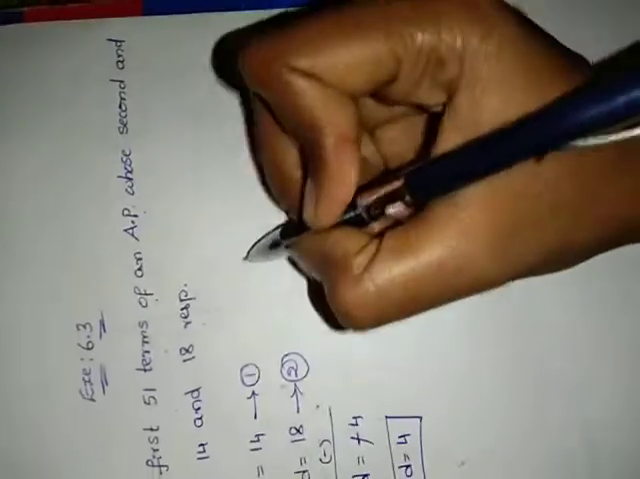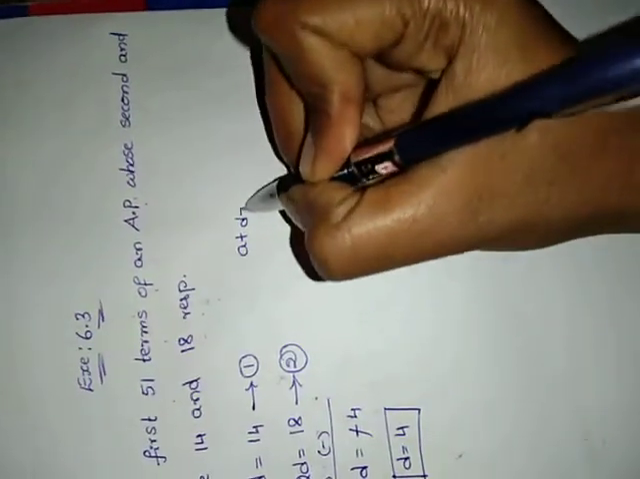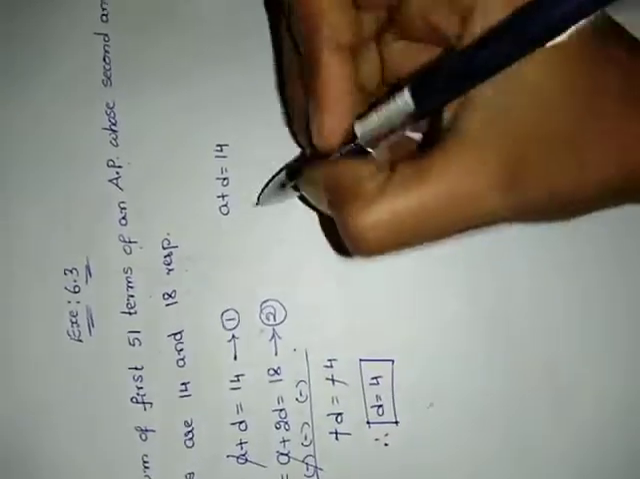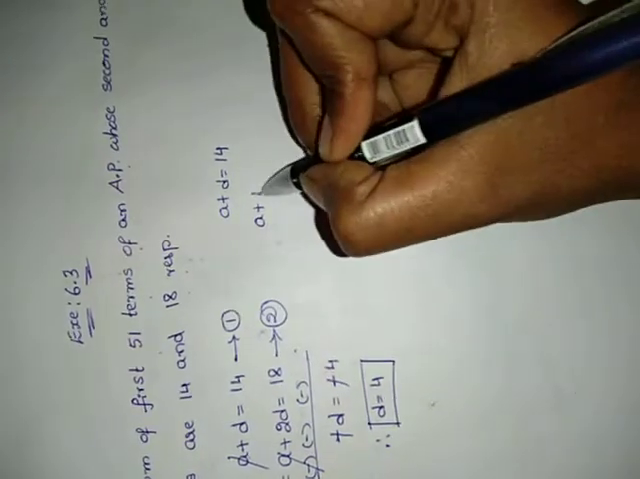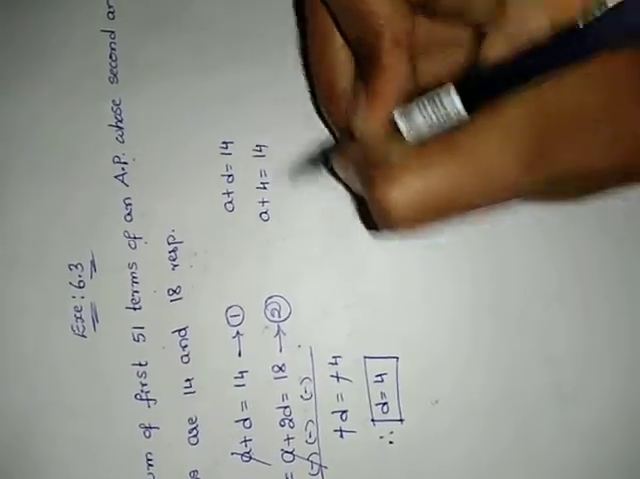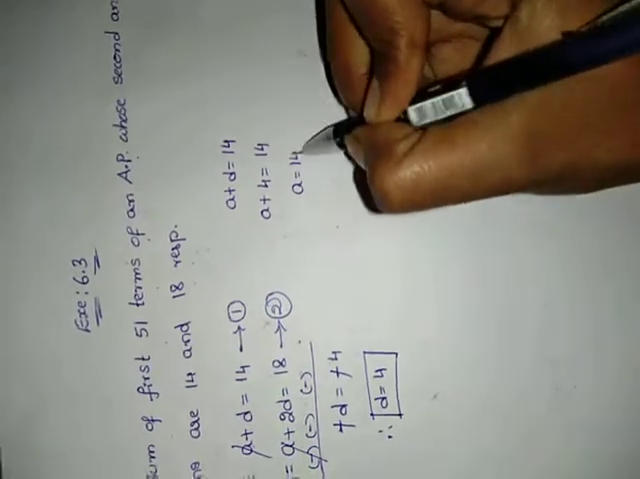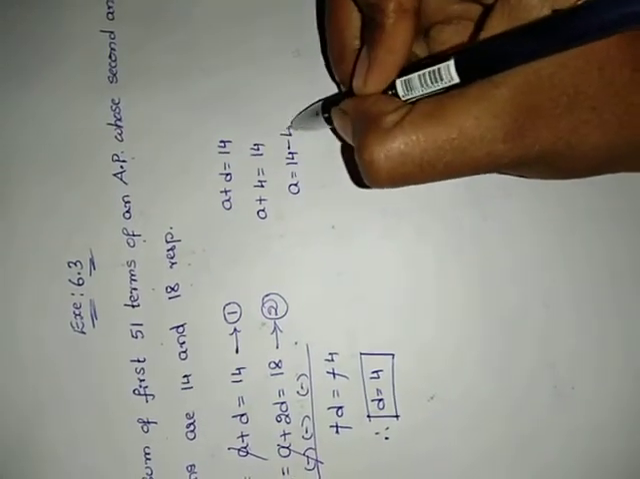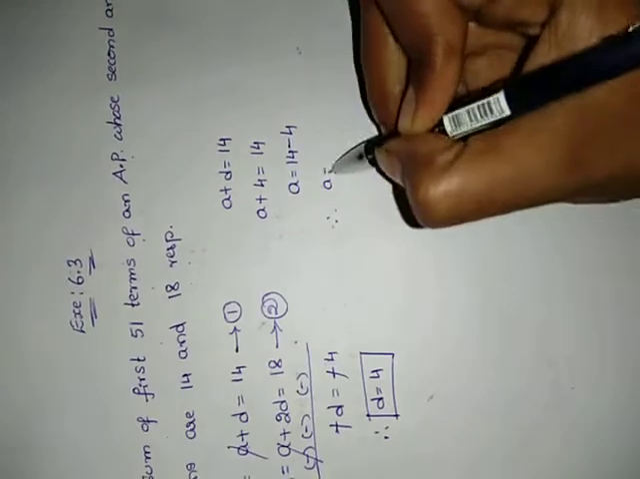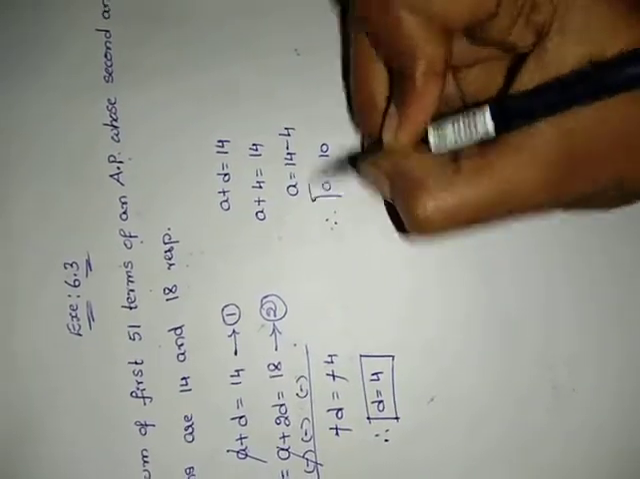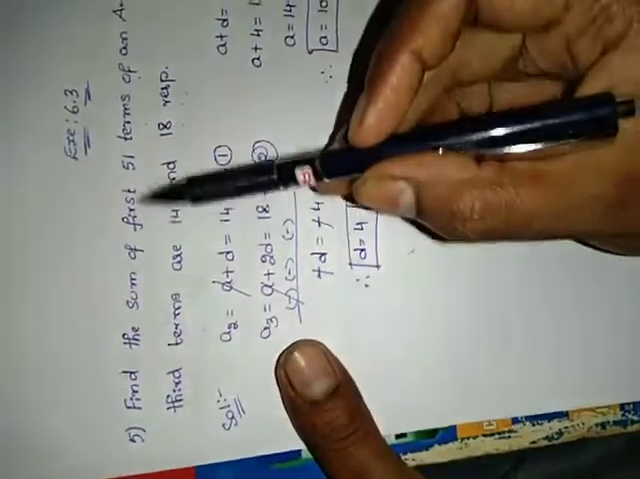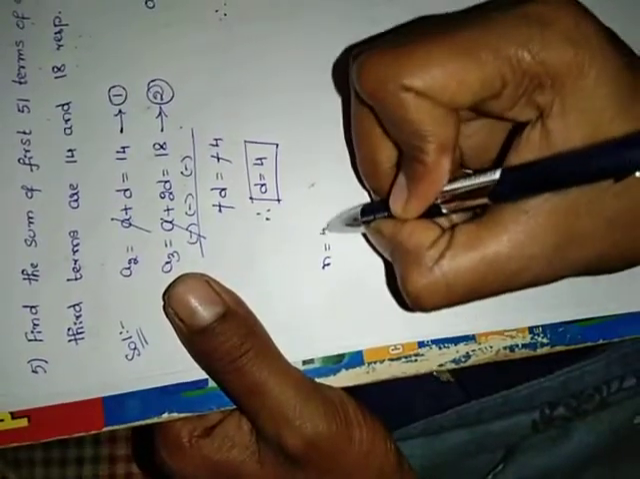A plus D equals 14. Substitute here: A plus D, that is A plus 4, equals 14. A equals 14, if I send plus 4 to that side, minus 4. Therefore A equals how much, ma? 10. We have got the A value and D value. What they ask is to find the sum of first 51 terms, means n equals 51.